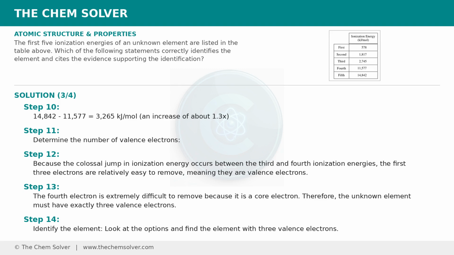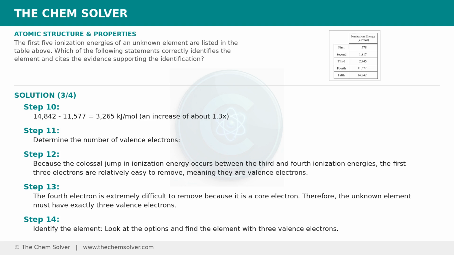Determine the number of valence electrons. Because the colossal jump in ionization energy occurs between the third and fourth ionization energies, the first three electrons are relatively easy to remove, meaning they are valence electrons. The fourth electron is extremely difficult to remove because it is a core electron. Therefore, the unknown element must have exactly 3 valence electrons.